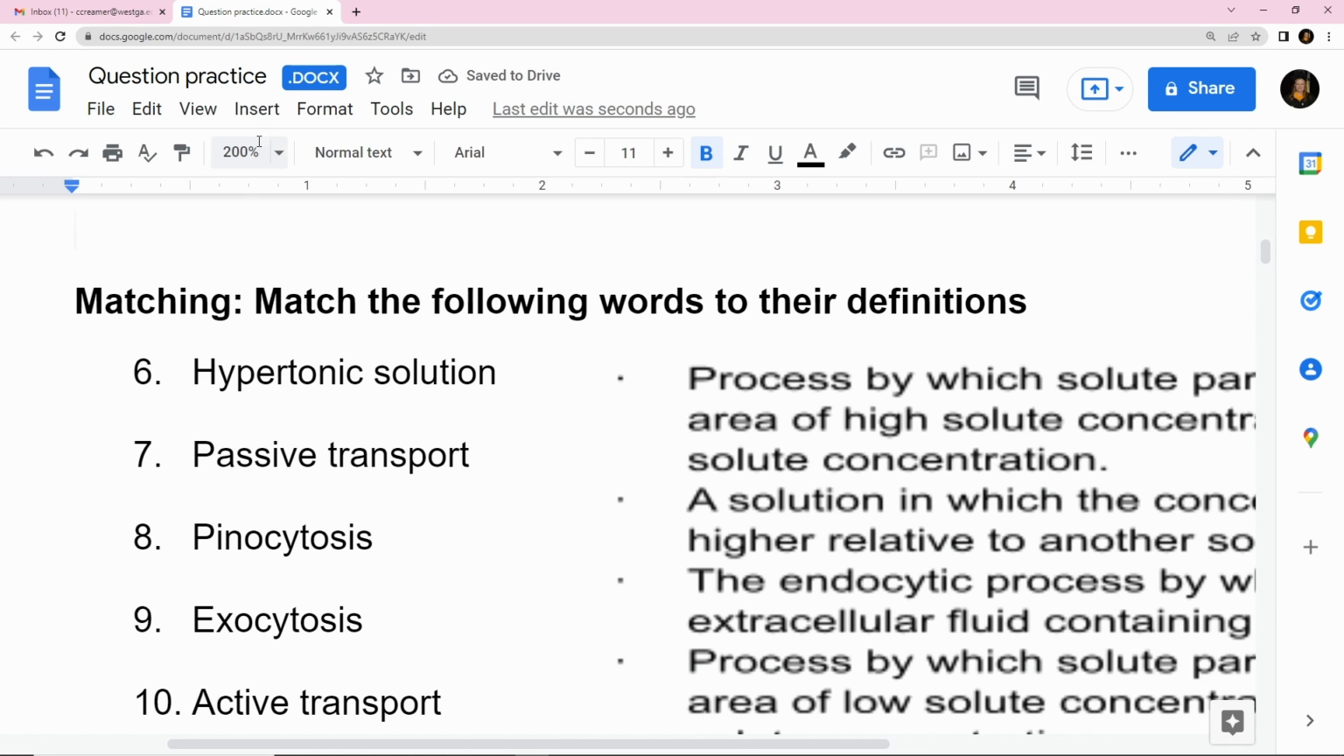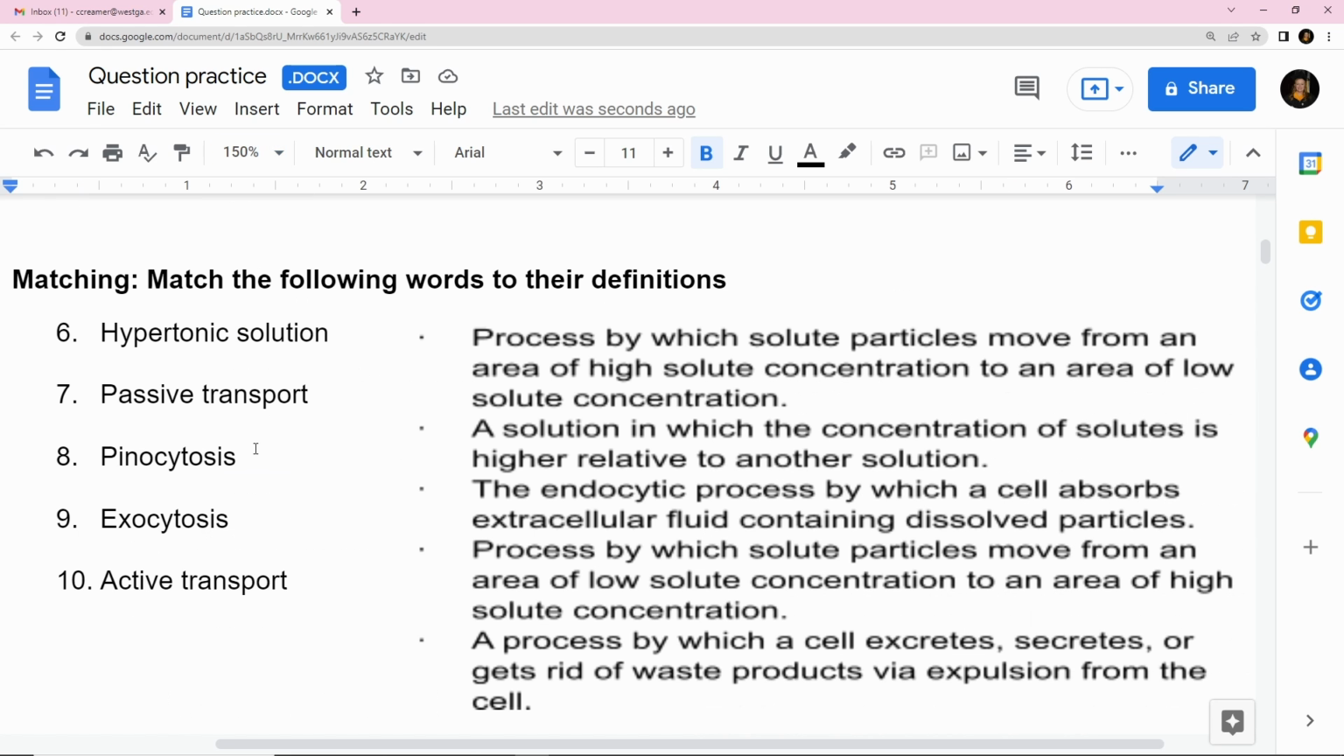All right, next we're going to match some things. So let's bring this down a little bit smaller so we can compare. All right, so we're going to read the definitions first, and then we're going to try to figure out what term that is. All right, a process by which solute particles move from an area of high solute concentration to an area of low solute concentration. So, what is the term that best matches that definition? So, solute moving from high to low, that is passive transport.